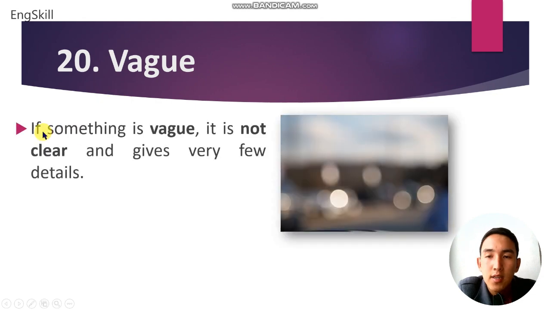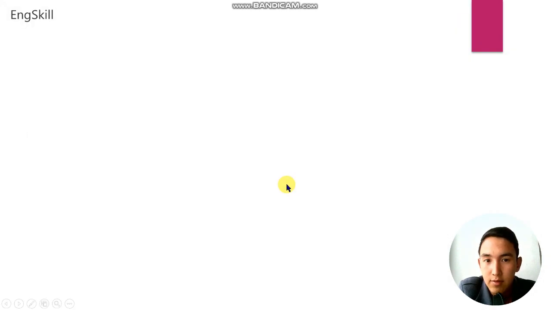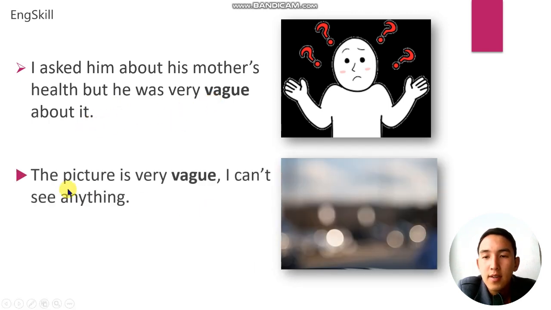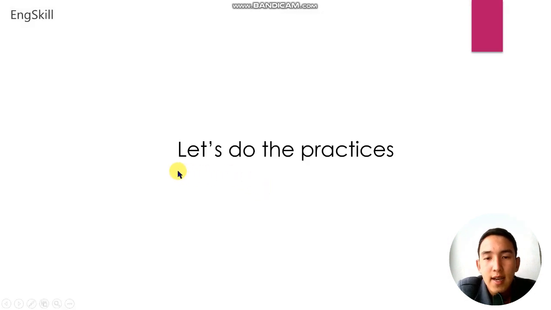Number 20 is vague. If something is vague, it is not clear and gives very few details. That was vague. A vague picture. For example, I asked him about his mother's health, but he was very vague about it. The picture is very vague. I can't see anything. As you can see, this picture is vague and we cannot see what is in this picture. Okay guys, now let's do the practices of this lesson.